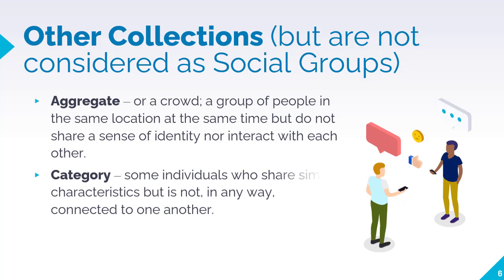Another collection of individuals who share similar characteristics but are not, in any way, connected to one another is called a category. For example, you do not know all of the senior high school students in the country, but you share this common trait and do similar things, such as answering the modules, same subjects, doing research, and the like. In that sense, you belong to that category.